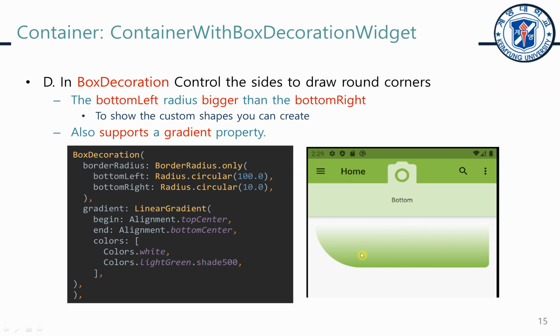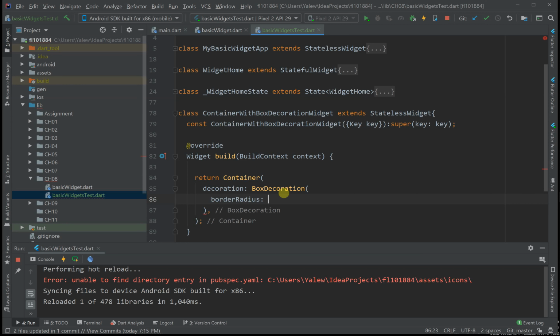So what are the two properties I'm looking for? I'm looking for border radius, and also I'm looking for the gradient. Okay, I'll fill the properties of both later on. So how can I set the border radius? Using the border radius method.